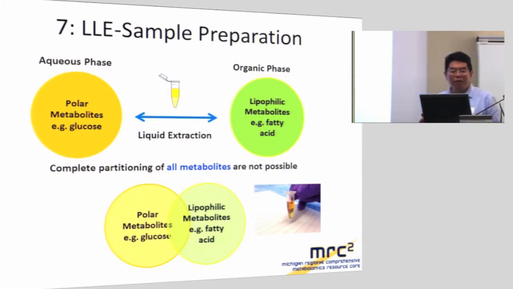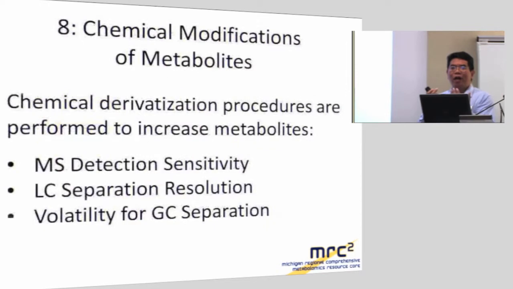However, some metabolites or small molecules have some interference, so you always leave a small portion in one phase, but you can extract the majority in the other phase. So there will never be a complete extraction. Just keep that in mind.